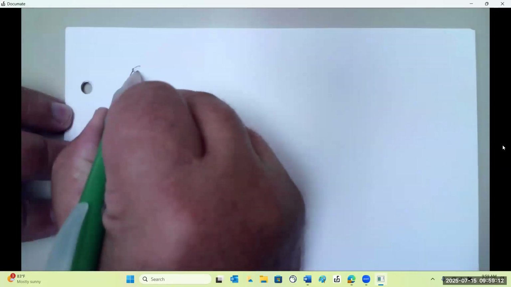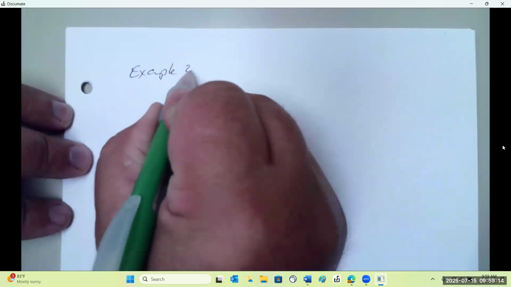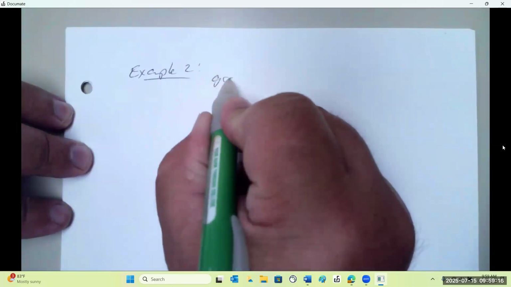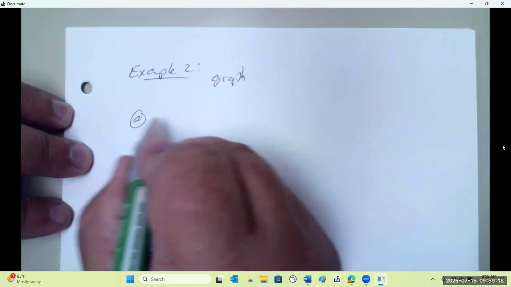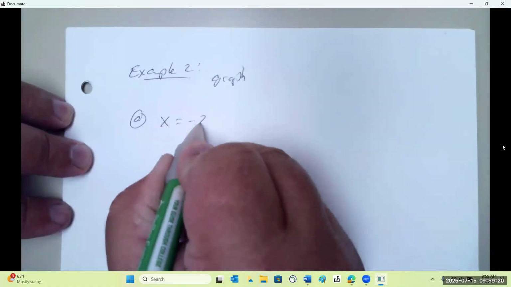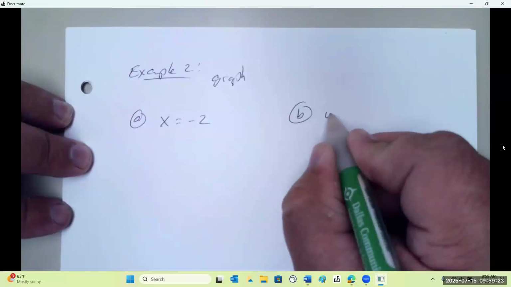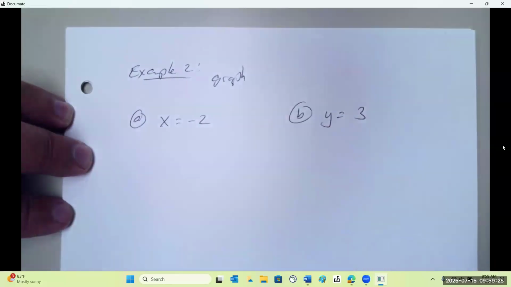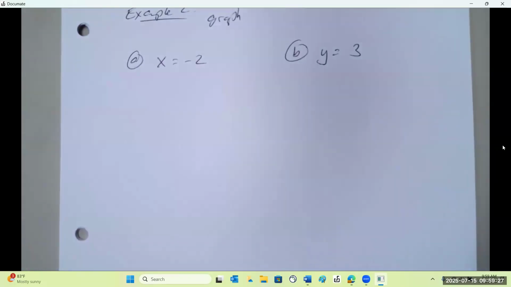Okay, we have one more topic, one more section. Here's an example for this one. Example 2. Graph these. Graph those. And then all we have left in this section are example problems.